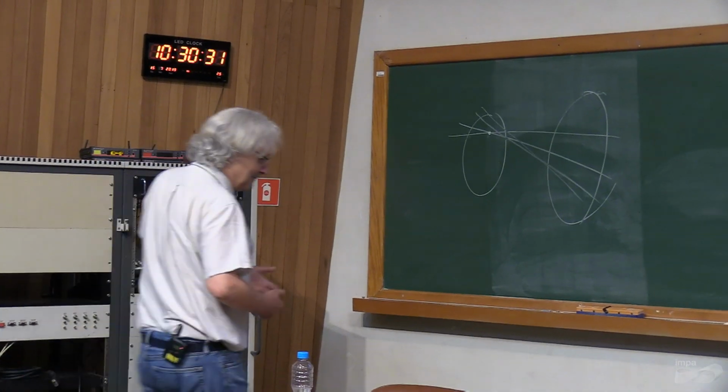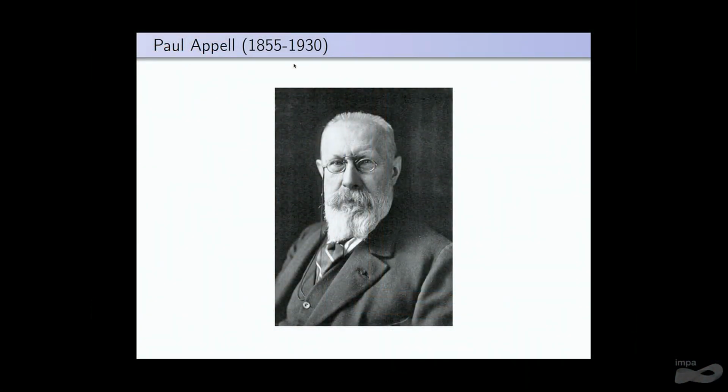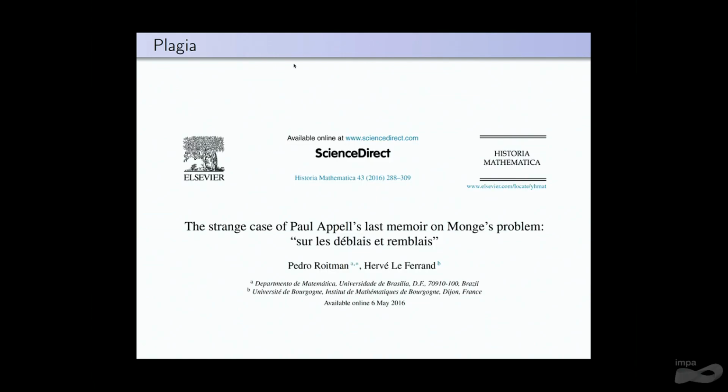So I sent the proof of what I said to this historian mathematician, and he answered, yes, you're right. How is it possible? And he decided, with a colleague from Dijon, to study this case. What happened? What is the concept of plagia? I was told that, for example, in music, Bach copying some other musicians is not a shame. But in mathematics, we are very proud of that. I mean, you cannot copy the work of somebody else, even 40 years earlier. And they published a paper, which is very interesting, that I recommend, thinking about what is property in mathematics. The strange case of Paul Appel's last memoir, Monge problem.